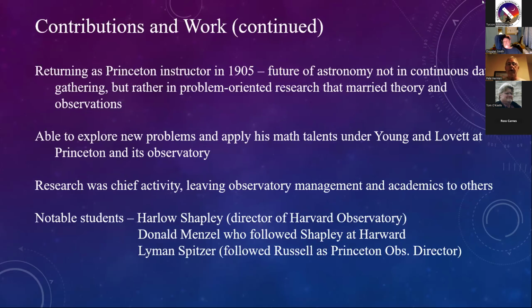Like I said, even from the onset of returning as an instructor at Princeton in 1905, he didn't look at astronomy as merely collecting data and doing observations, but rather as problem-oriented research that basically married theory and observations, putting the two together, trying to use the observations and data collection to provide information with respect to some of the theories, some of the problems that he had put together, particularly the Hertzsprung-Russell diagram and how the qualities of stars could be related.